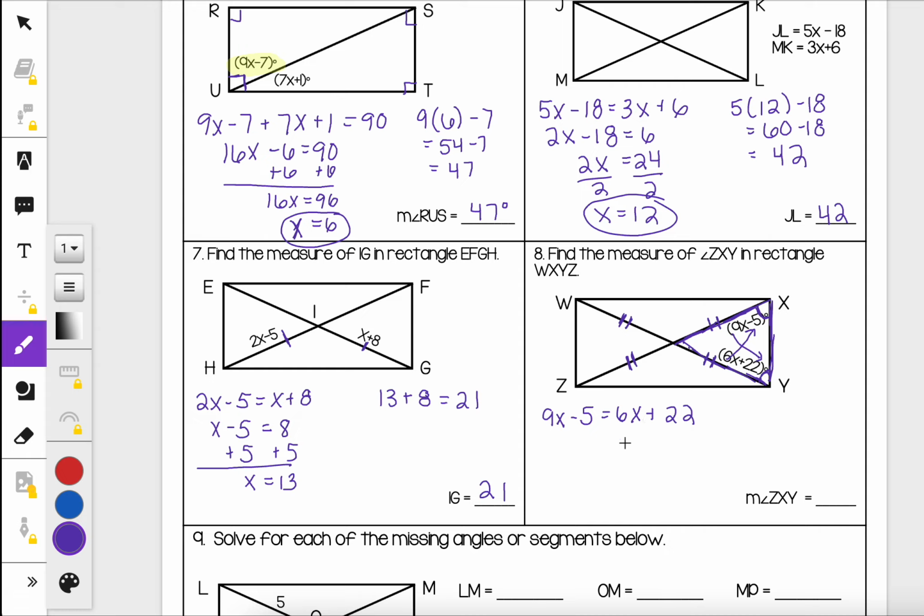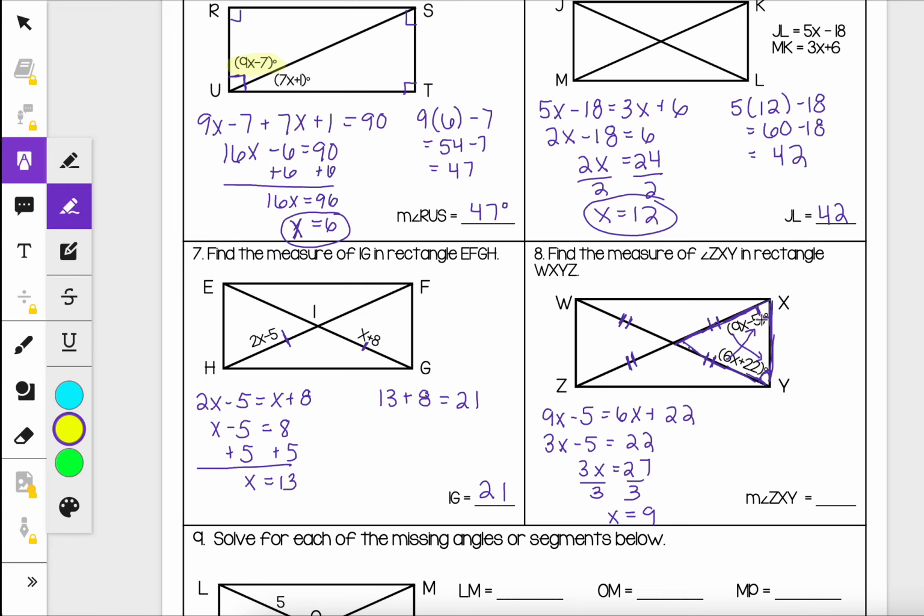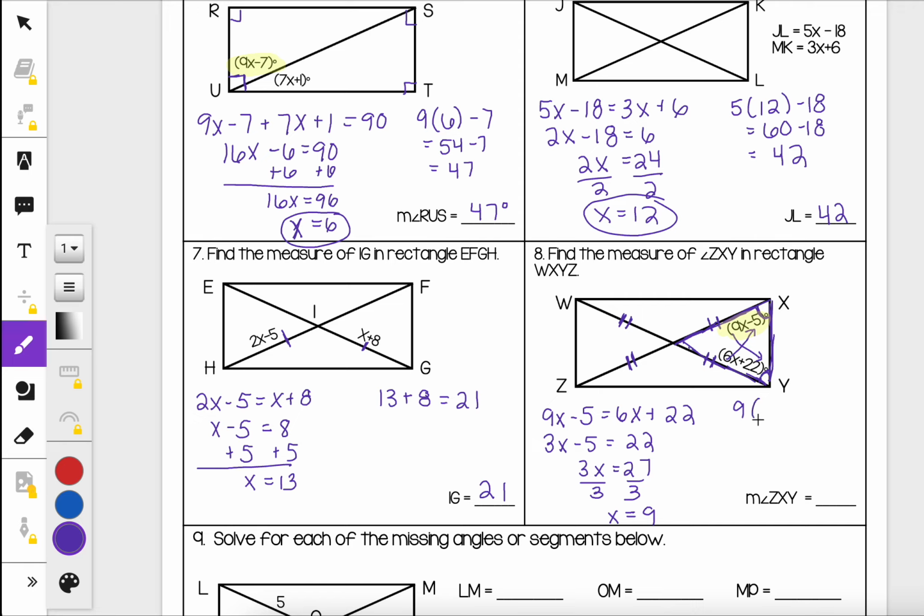22. To solve for x, I'm going to subtract 6x from both sides. So I have 3x minus 5 equals 22. Add 5 to both sides and divide both sides by 3 to get x equals 9. And I can take that value for x and substitute that back in to this angle ZXY, which was 9x minus 5. So 9 times 9 minus 5 is 81 minus 5, or 76 degrees.